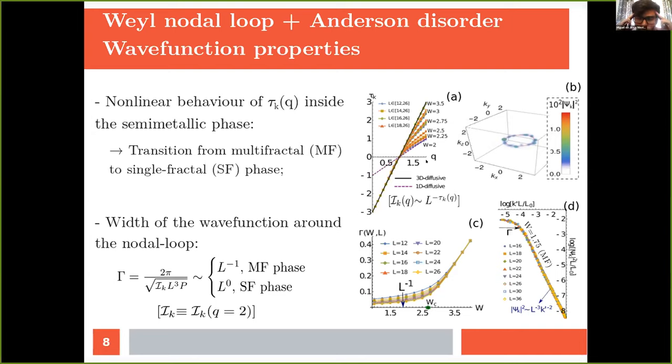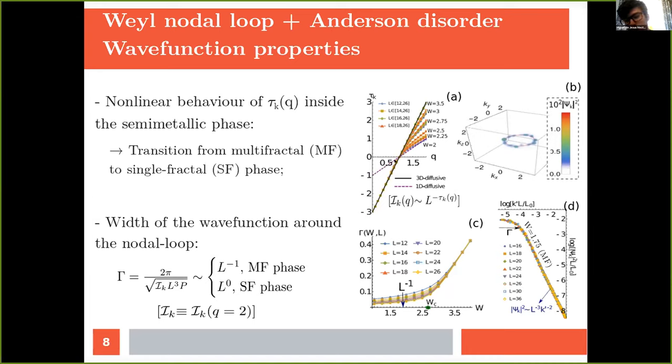Now we can try to understand why this happens in more detail. To see that, we can realize that in this multifractal phase, the larger amplitudes of the wave function are located around the nodal line. Therefore, we can define this width of the wave function around the nodal line in terms of the momentum space IPR that we defined in the previous slide. If we compute this quantity, we will see that for low disorder, gamma scales with the inverse of the system length, while above some critical disorder strength, it becomes finite and system size independent. So we can compute a critical point to distinguish these two behaviors and see that it is compatible with the one that we obtained for the semi-metal to metal phase transition. So we conjectured that these were really the same critical points, and there is just a multifractal semi-metallic phase for low disorder and a single fractal metallic phase, which is the normal metallic phase, for intermediate disorder.